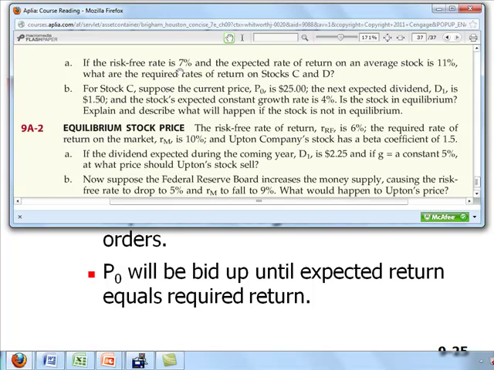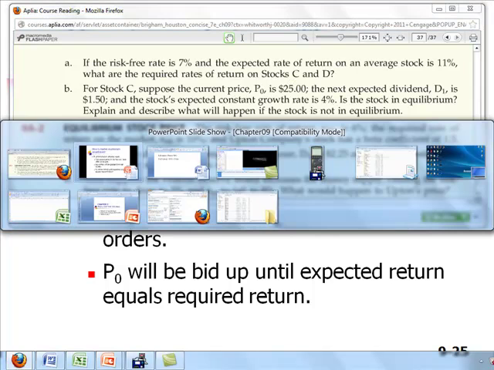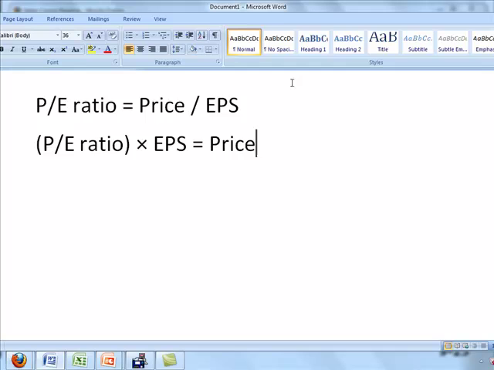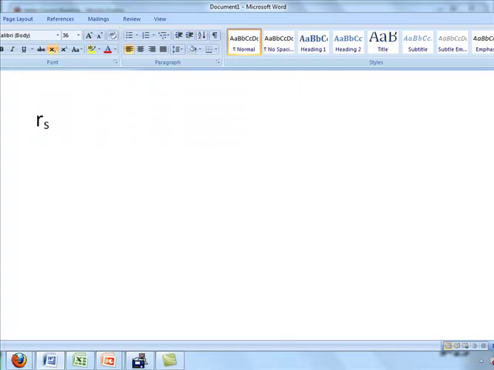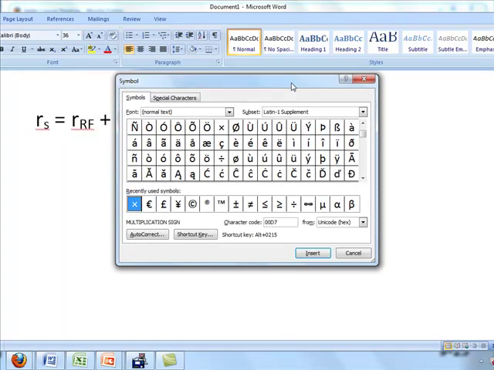The risk-free rate is 7%, and the expected return on an average stock is 11%. What's the required return on stock C? You could do stock D also, but like I said, I'm worried more about stock C for this example. Okay, remember the security market line equation. We have the required return on the stock equals the risk-free rate plus the difference between the market return and the risk-free return times the beta of the stock.